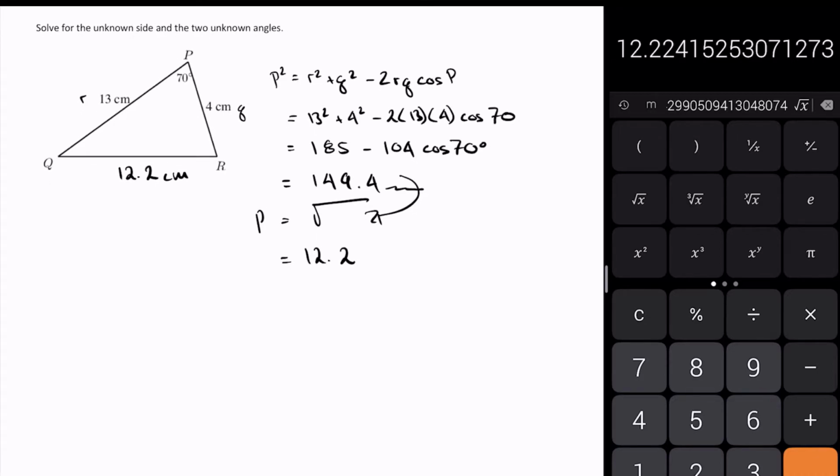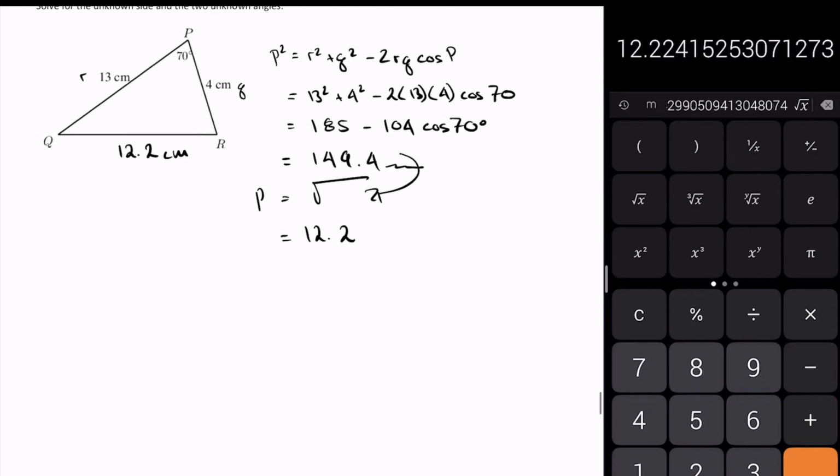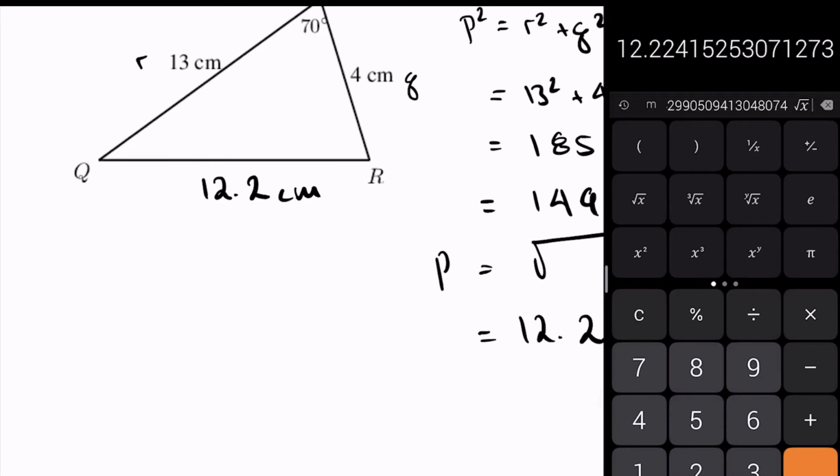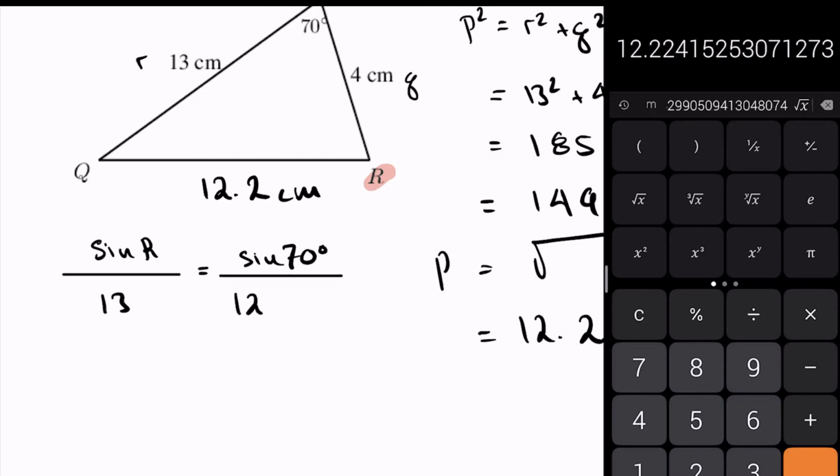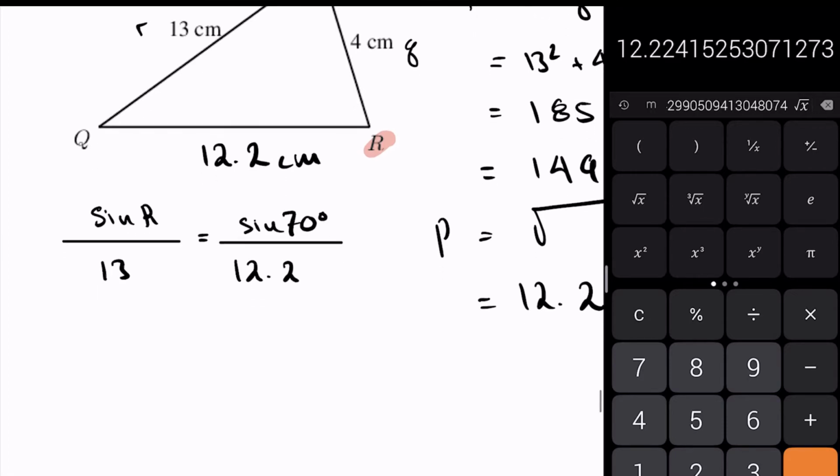And we can now use the sine law, which is the easier of the two. By easier, I mean it requires less calculation because we have a side and opposite angle. And that is perfect. So let's set that up to solve for, let's say, angle R. So I'm going to have sine of R, because that's what I want to solve for, over 13 equals sine of 70 over 12.2. Remember I'm bringing the 13 up here, multiplying it.